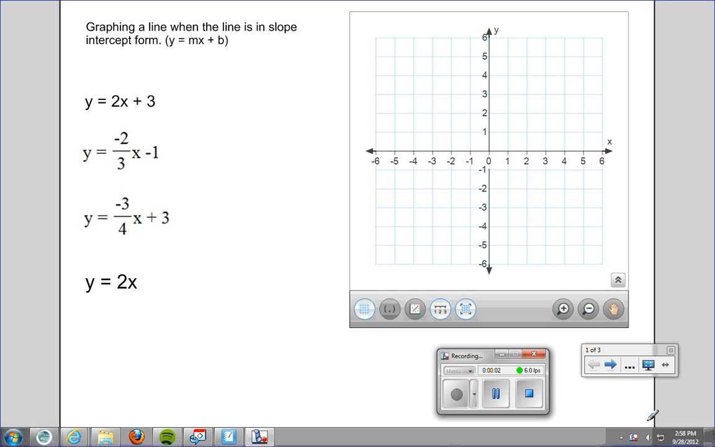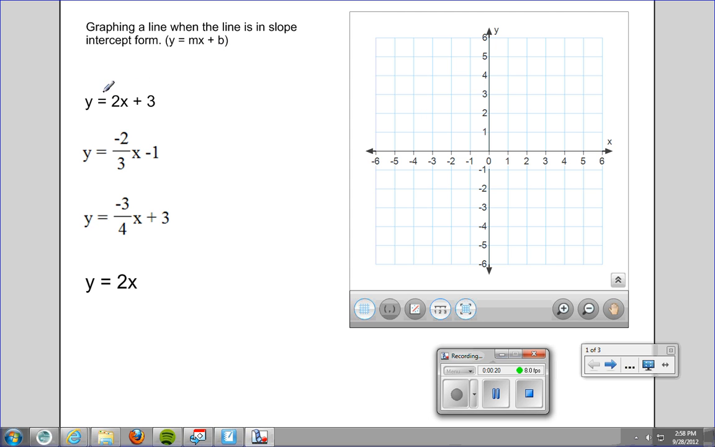In this video, we'll be looking at ways to graph lines when they're already in slope-intercept form. Slope-intercept form is when you have the equation y equals mx plus b. In other words, y is by itself, you have a coefficient with x, and then a plus or minus b, some number here which could be 0. So let's start on how we do this.